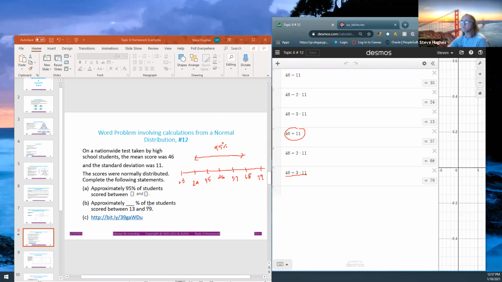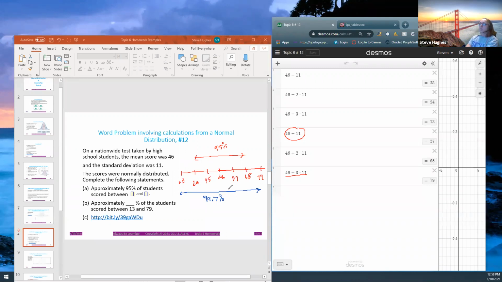Approximately what percent of the students scored between 13 and 79? Notice my 13 is right here. Let's just do it below so I don't confuse. Okay, 13 to 79. What percent was that from our previous chart we looked at? It is 99.7. All right, what does that tell us? It tells us that in this high school exam, 99.7% of the students got between 13 and 79, where the average was 46.